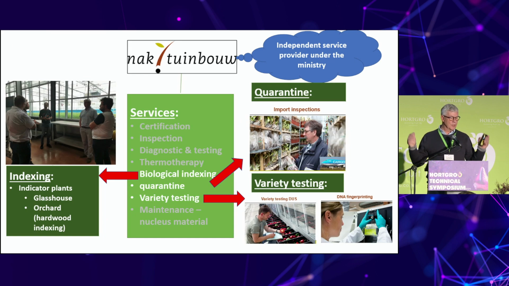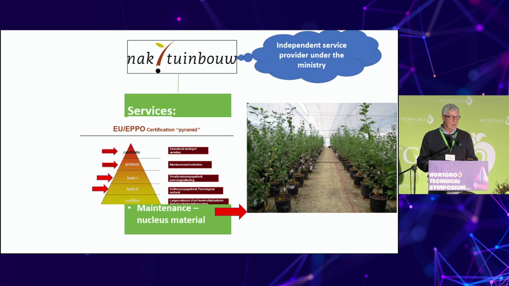So I'm not going to go through the detail of that. It's very similar to the systems that we have. Nucleus facility, so that's a nucleus facility. So you keep 2 plants in the nucleus facility in an insect-proof net so it can't get reinfected. You test it on a yearly basis.